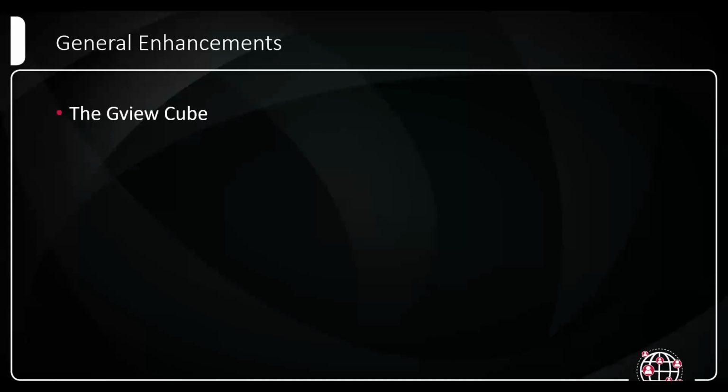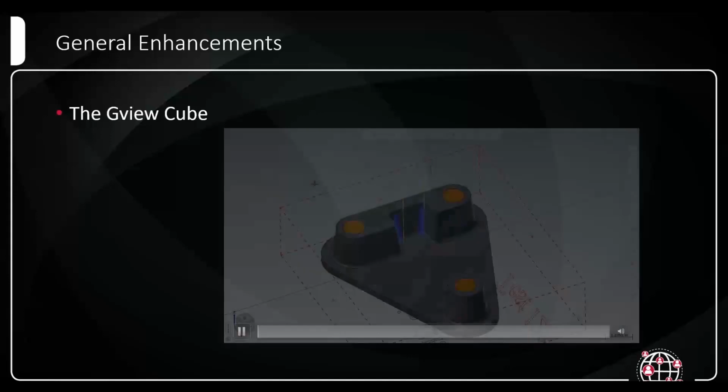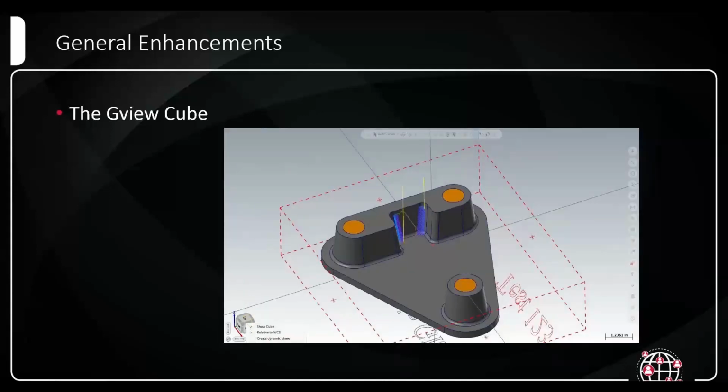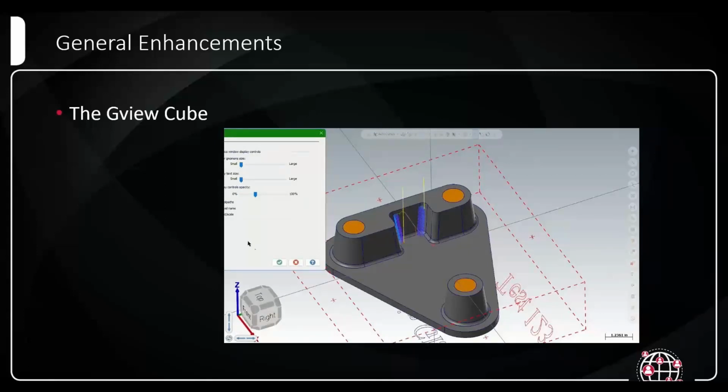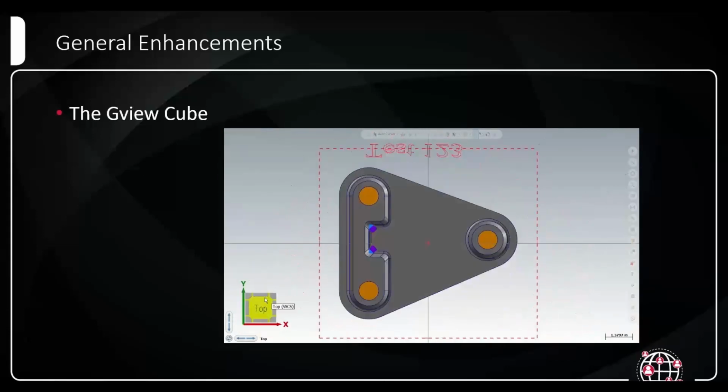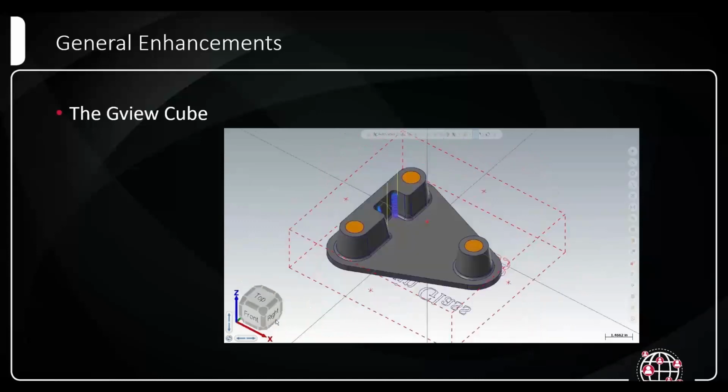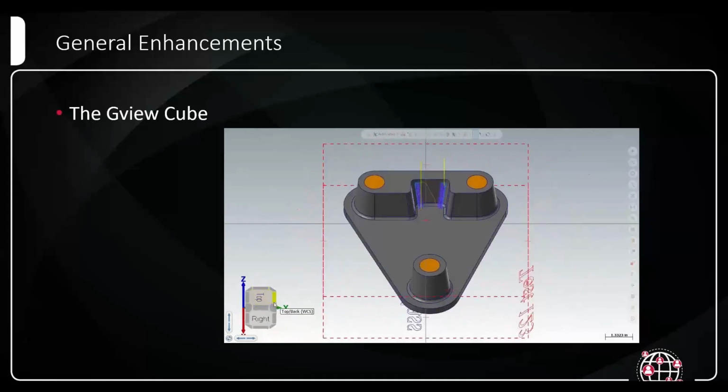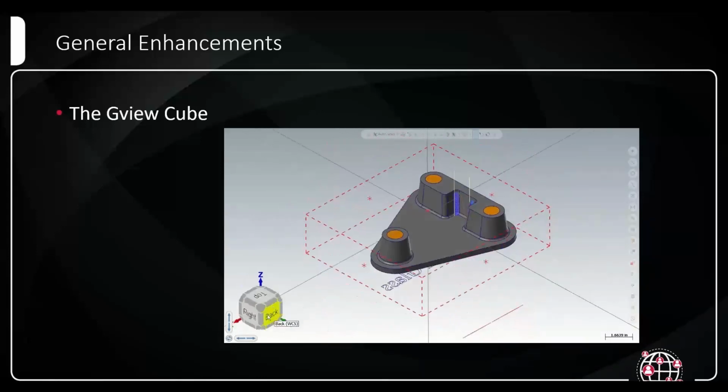So the first thing you're probably going to see when you get into 2024 is the G-View Cube. When you first open Mastercam 2024, in the bottom left corner, you're going to see this little cube where the gnomon used to be. The gnomon's still there. I'm going to make it a little bigger so you can see it in this example, because I know it's pretty small on this PowerPoint. This cube gives you the ability to click into different views without necessarily having to go into a right mouse click menu or use a keyboard shortcut.